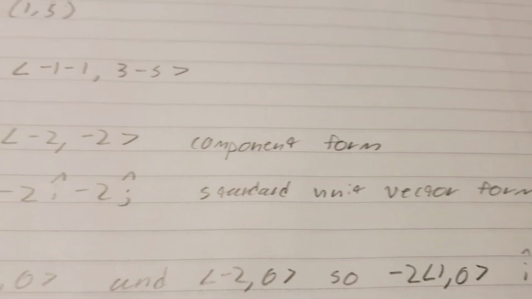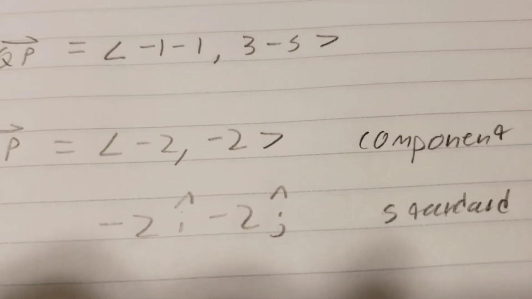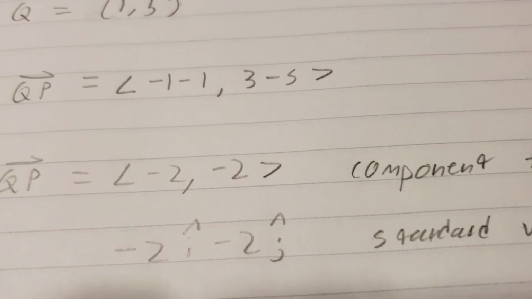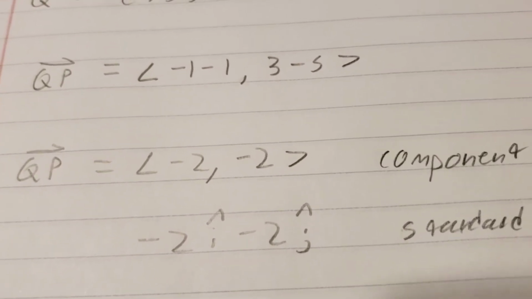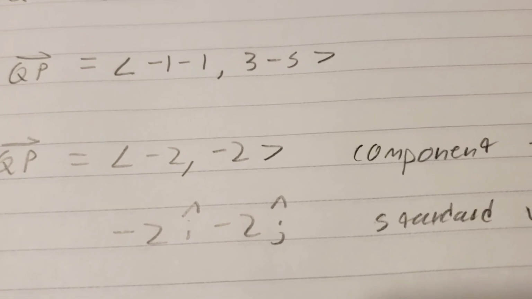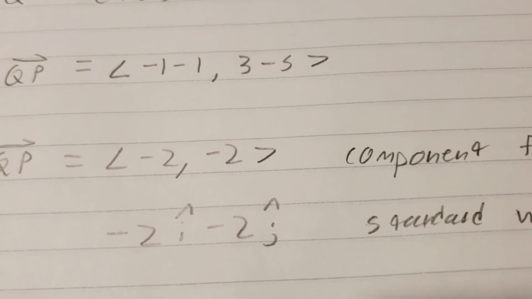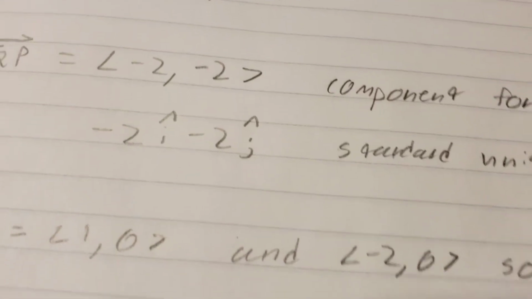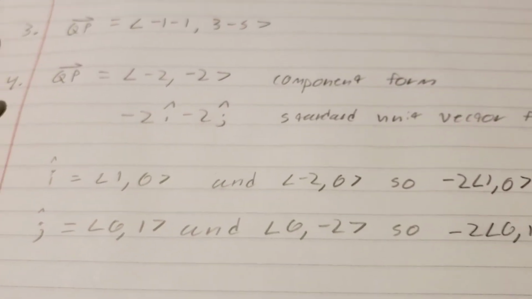form of the vector. In order to get the vector in standard unit form, that's going to require i hat and j hat. If you simply look, you can remember that i is your first term and j is your second term, so it's -2 i hat and -2 j hat. For a more thorough approach, you can look down here.